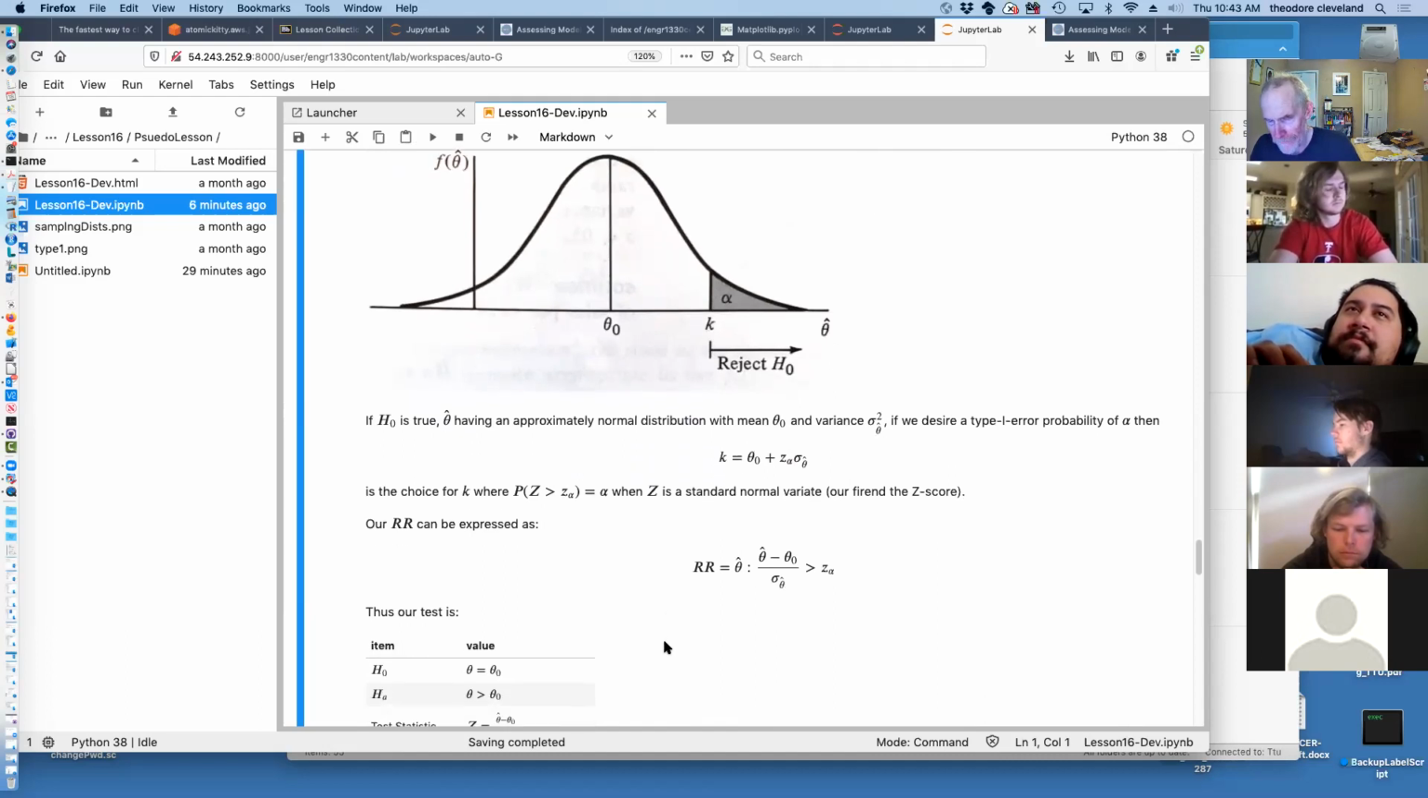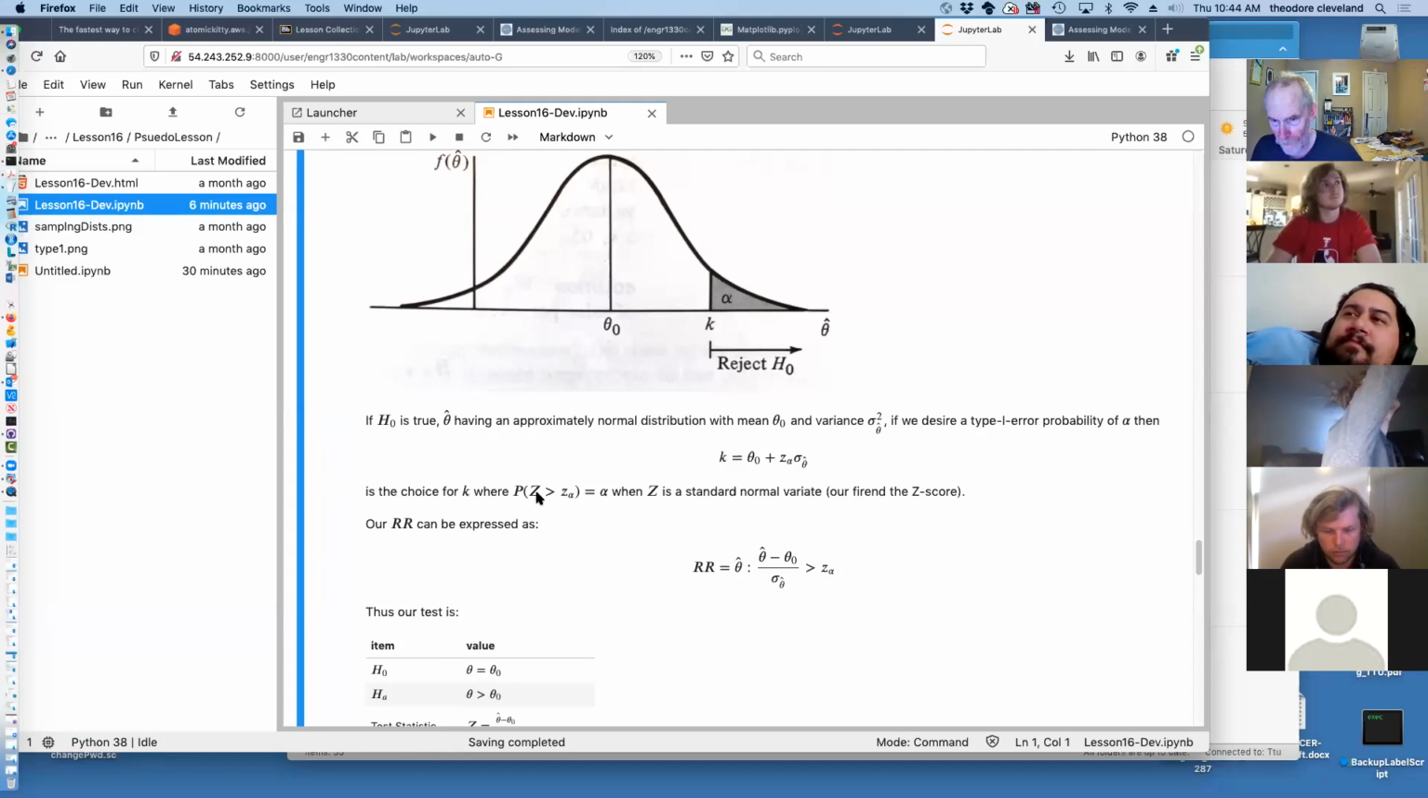If our null hypothesis is indeed true, and our estimator theta hat has approximately a normal distribution, and if that normal distribution happens to have a mean value of theta sub zero and a variance of sigma squared, and we desire a type 1 error probability of alpha, then our numerical value K will normally be set equal to theta zero plus z sub alpha times sigma of theta hat, where sigma theta hat is the standard deviation of our estimate from our sample. Maybe we took six things, we compute a standard deviation of those things. And then z is the z score for a particular value of alpha that we want. And then theta zero is the mean value we're looking for.